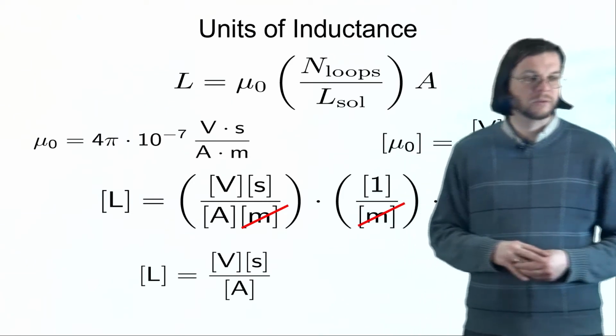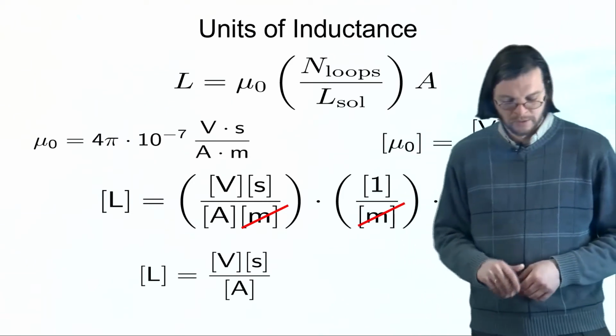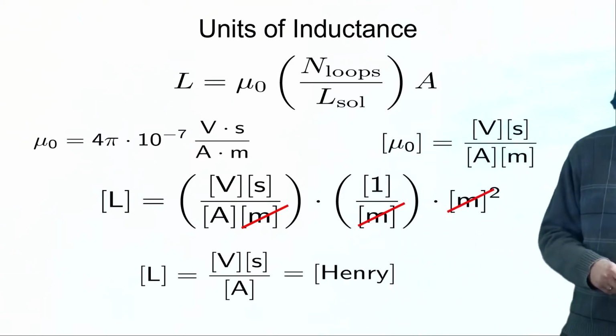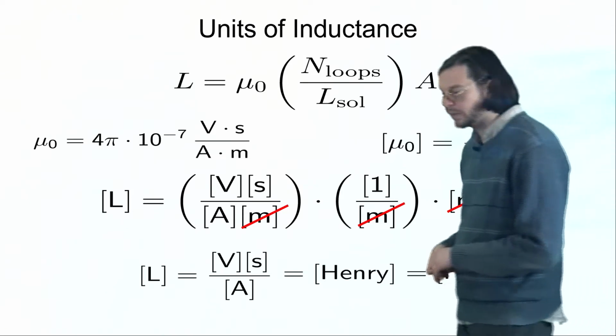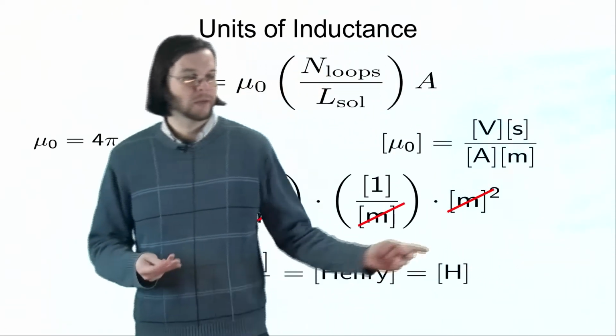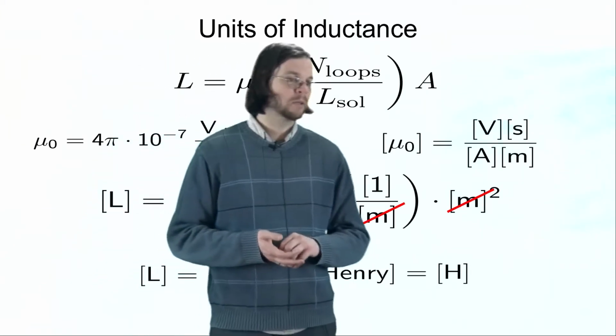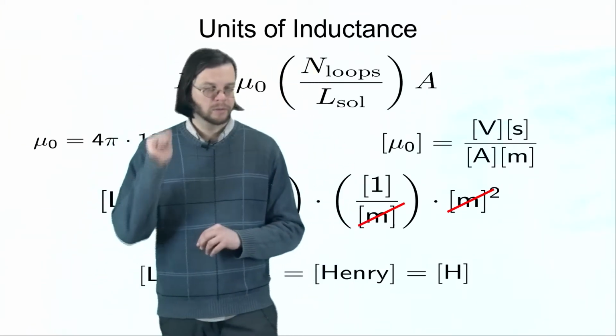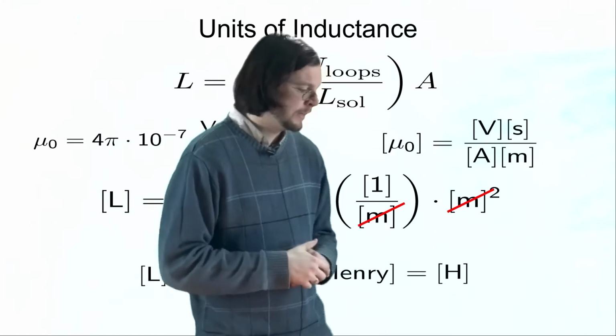And whenever you have a new unit, you might want to give it a name. So 1 volt second per amp is called a Henry. Often you'll see the inductance measured in H or millihenries or whatever. I believe Henry was an American scientist, USA. All right.